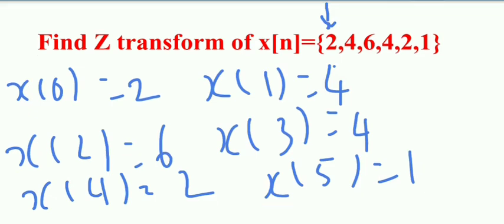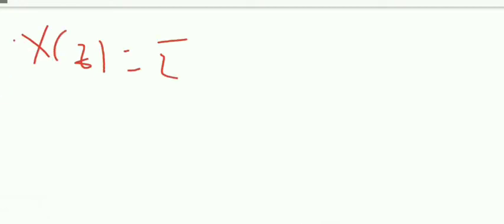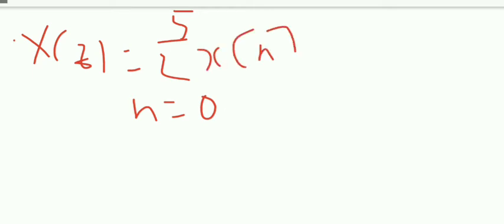Even though the x of z formula has n values from minus infinity to plus infinity, we don't have values from minus infinity to plus infinity, we have n values from 0 to 5. So I rewrite the equation: x of z is equal to summation n goes from 0 to 5, because I have only 6 samples, I don't have infinite samples. The samples start from 0 and end at 5. So x of n z power minus n.